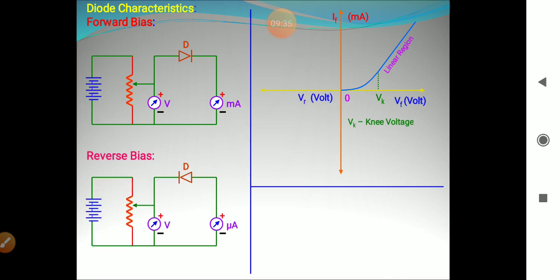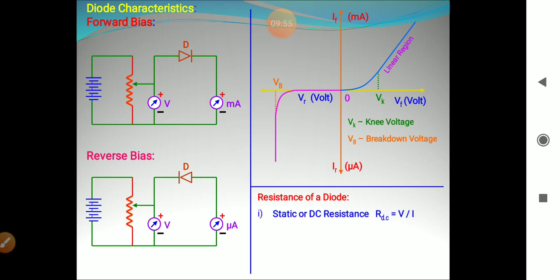Now in reverse bias, see, the P side is connected to the negative terminal of the battery and N to positive, and initially the current is almost negligible and then breakdown occurs and current rises sharply. Now resistance of diode. It has two types of resistances. One is called static or DC resistance, equal to the ratio of V upon I, and dynamic or AC resistance, equal to delta V upon delta I, or change in voltage upon change in current.